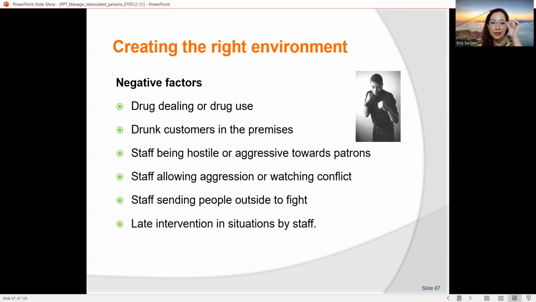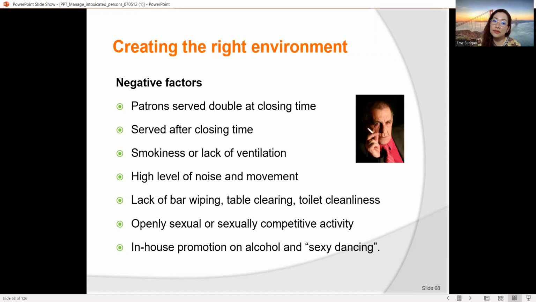Okay, so it's not healthy. Late intervention by staff in a situation. So you can observe that there was a start of an argument already. You need to be there to assist before it will be too late. Patrons served double or at closing time. So it should be announced when to close and when is the last order. Serving after closing time is not healthy. The staff don't have rest anymore.